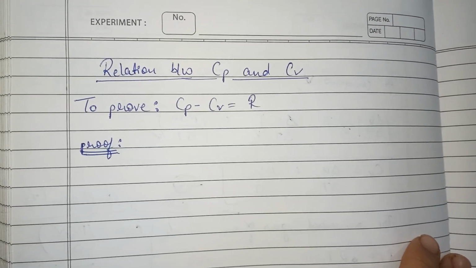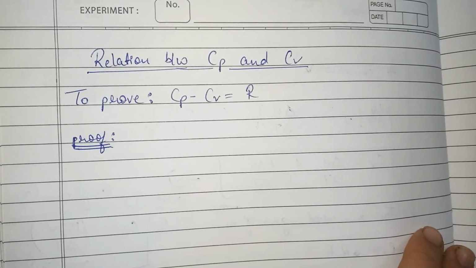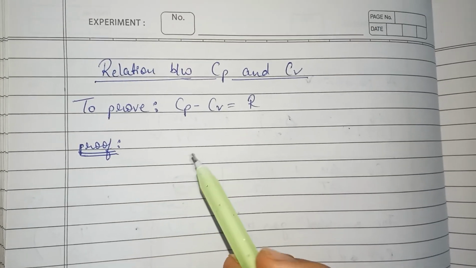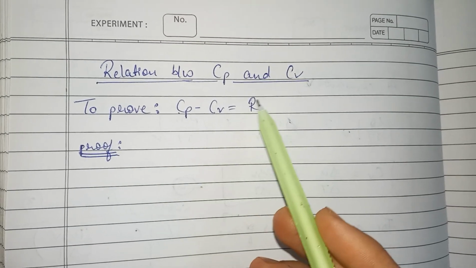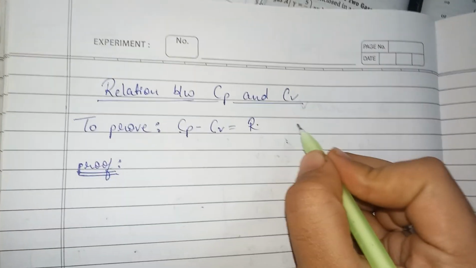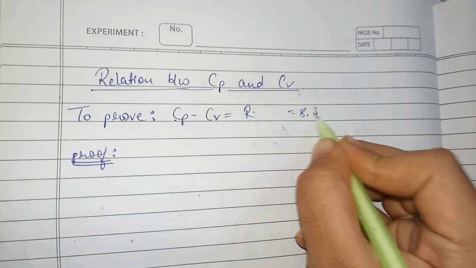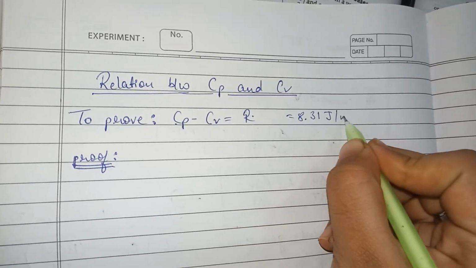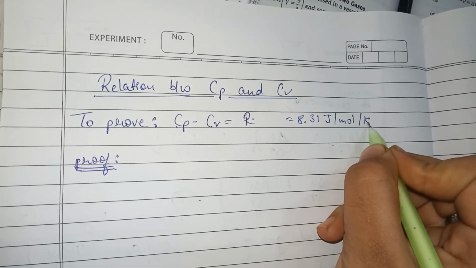The relation between Cp and Cv. What we have to prove is that Cp minus Cv is equal to R, where R is the gas constant and its value is 8.31 joules per mole per Kelvin.